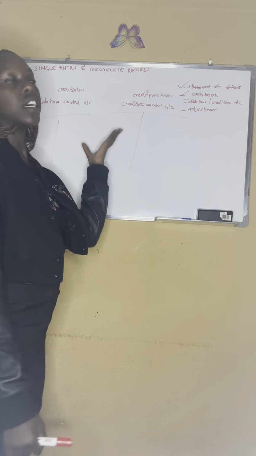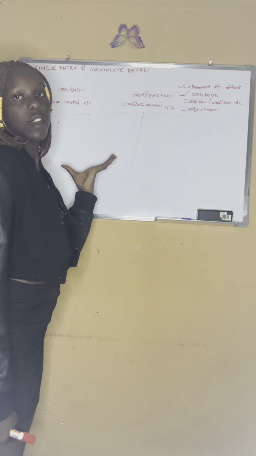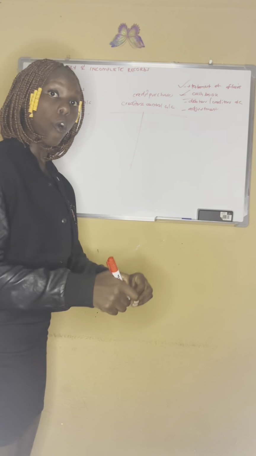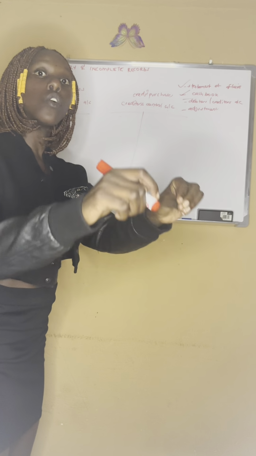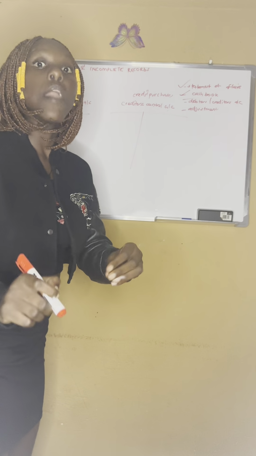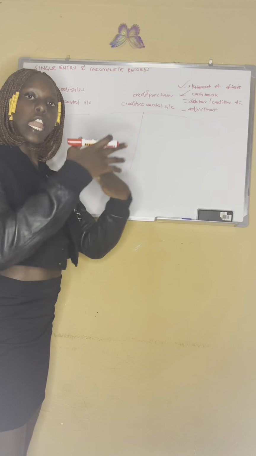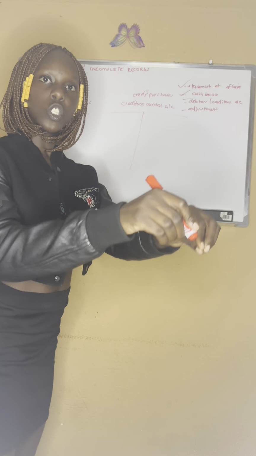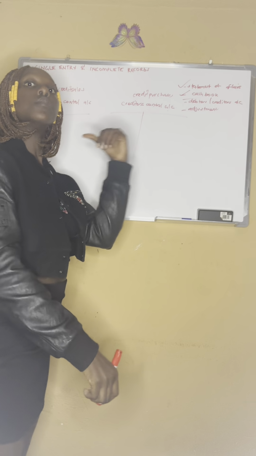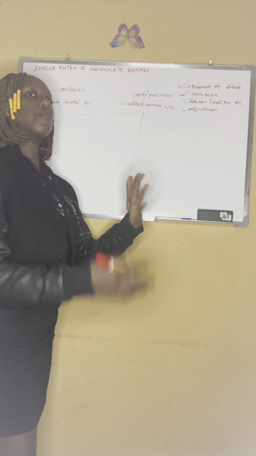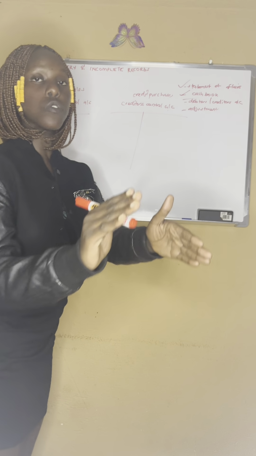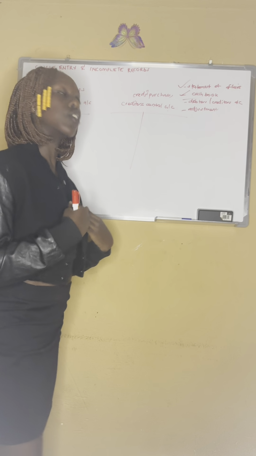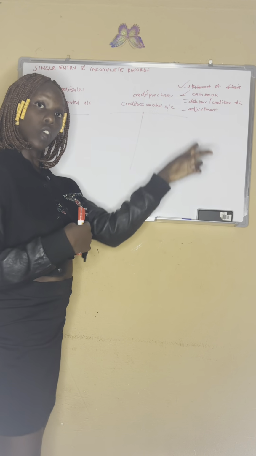So what does a creditor mean and what does a debtor mean? If me being the business, I go and get goods on a loan or without paying, I become a creditor. And if me being the business, I give a customer goods without paying, that one becomes a debtor. So if I, the business, go and get goods from the supplier without paying, I become a creditor. That's the creditors control account.